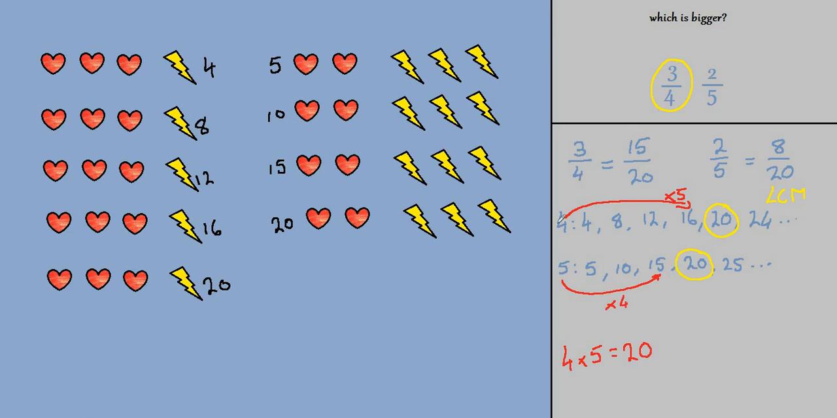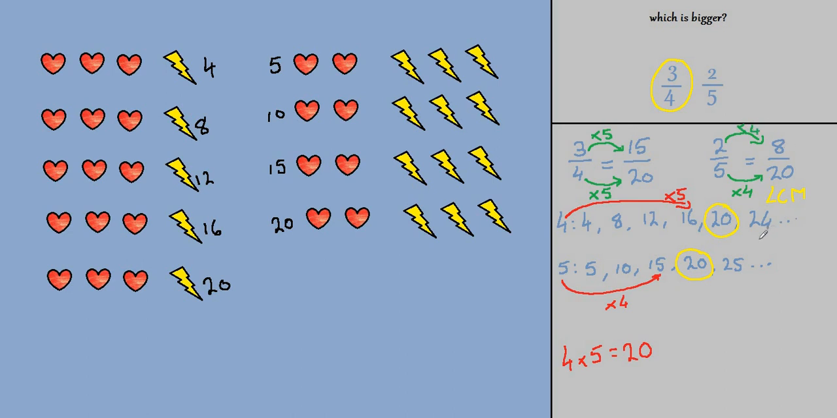So maybe if I go to my fraction with 4 as my denominator and times it by 5, I might end up with my answer. So 4 times 5 is 20, but if we multiply the bottom by 5, I have to multiply the top. And just check, 3 times 5 happens to be 15. What if I go to my fraction with 5 as my denominator and times it by 4? 5 times 4 gives me 20, and 2 times 4 gives me 8.